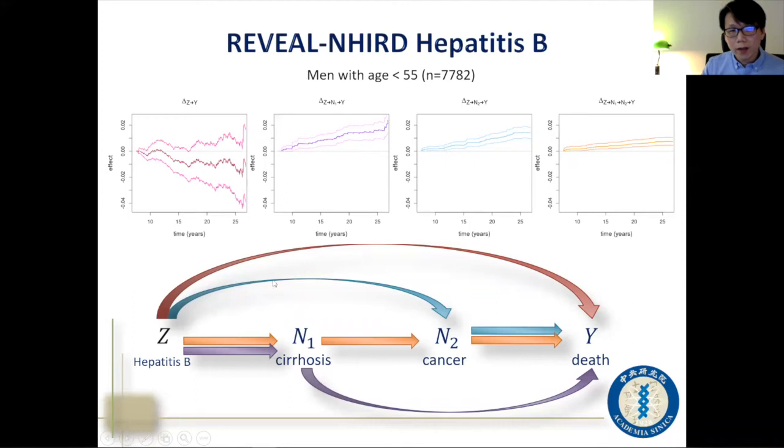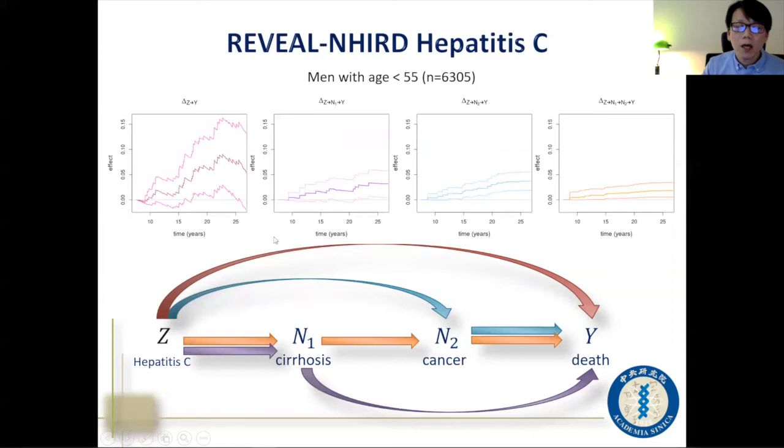If it's mediated only through liver cirrhosis, it is this purple curve. If it's mediated only by liver cancer, it is this blue curve. And if it's mediated by both cirrhosis and liver cancer, it is this orange curve. So that is for hepatitis B. For hepatitis C, they have a slightly different pattern. The major difference is the red curve. The effect of hepatitis C on mortality, not through liver cirrhosis or cancer, is actually significant, and the effect size is quite large. They also have a significant effect for the effect mediated by cirrhosis, by cancer, or by both.